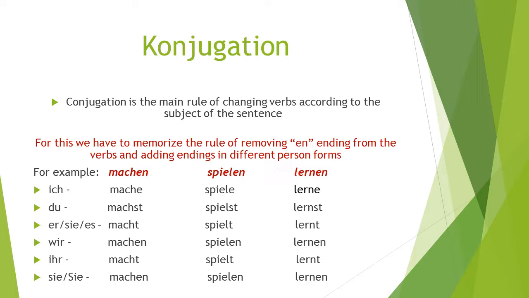With two other examples, the same thing is happening here. Ich spiele, I play, du spielst, you play, sie es spielt, wir spielen, ihr spielt, sie spielen. Ich lerne Deutsch, du lernst Deutsch, sie es lernt Deutsch, wir lernen Deutsch, ihr lernt Deutsch, and sie lernen Deutsch. As we mentioned before, the grammar is the same. However, there are always some exceptions, and those verbs will not follow this rule that we have mentioned here.